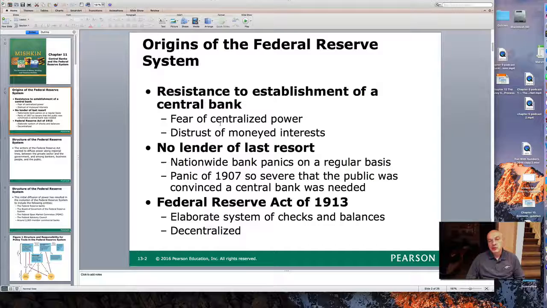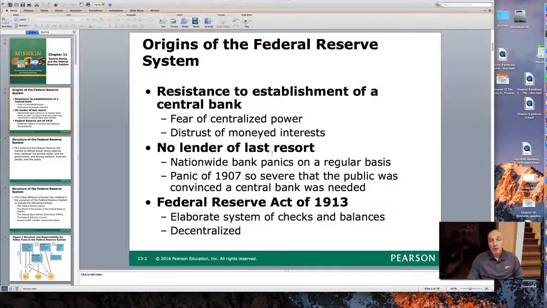When our country was first formed, there was a resistance to the establishment of a central bank. The reasons were that citizens were fearful of centralized power, having basically all this power held in the hands of just a few powerful citizens. So there was a big distrust of the moneyed interests, which were the very successful, wealthy citizens of the time.